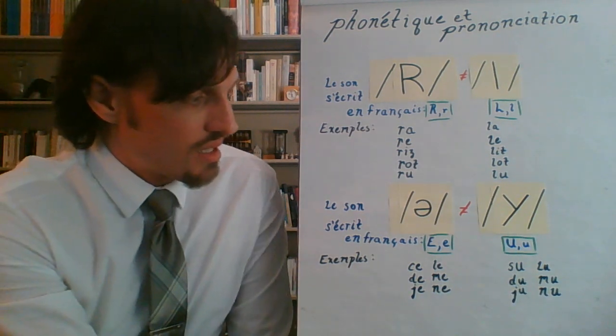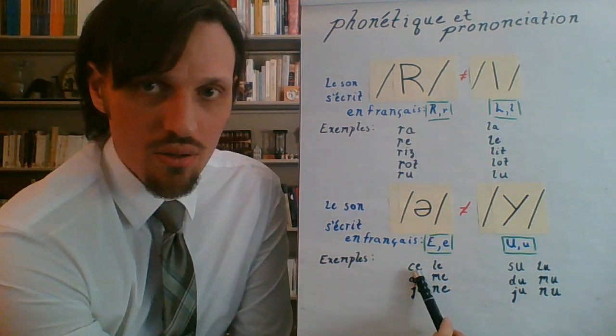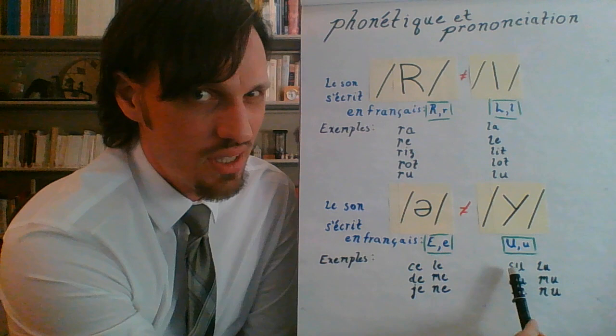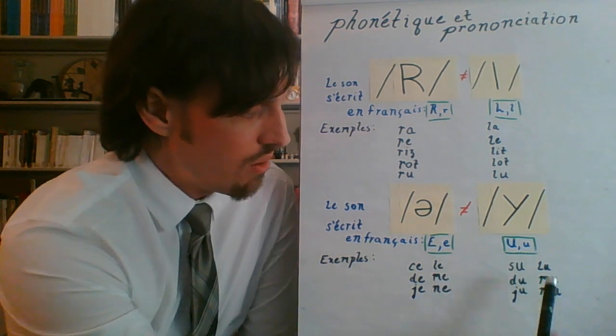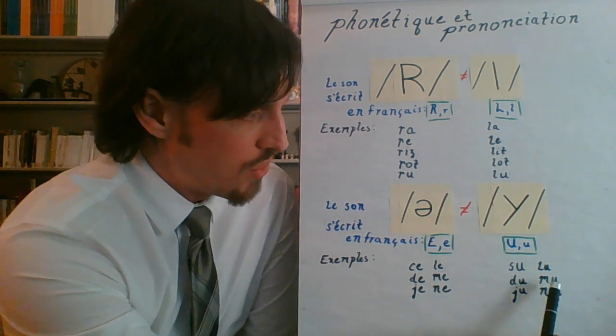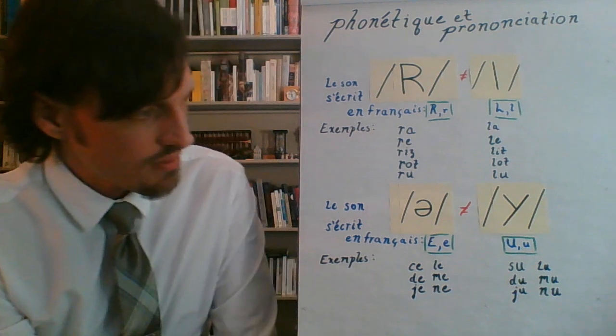All right, so now I'm going to give you a comparison between the two. So for example, here we have ce, and here we have su. You hear the difference, I hope. Su, ce. Okay, here we have le, lu, me, mu, je, ju, ne, nu.